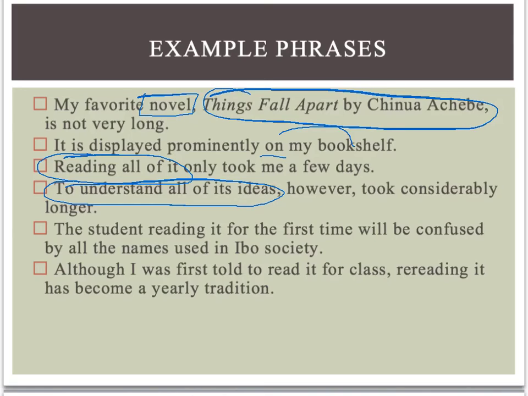The next sentence here, the student reading it for the first time will be confused by all the names used in Igbo society. There's a couple phrases in this sentence I want to call your attention to. Reading all of it for the first time, that's a participial phrase, right? In this sentence, reading is being used as an adjective. It's answering the question, which student? All right, so it's the student reading it for the first time. All those words together make a participial phrase, a verbal phrase.